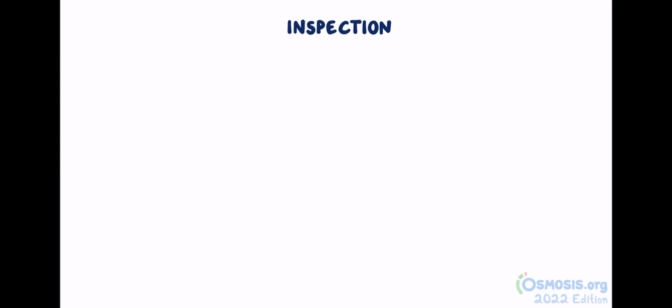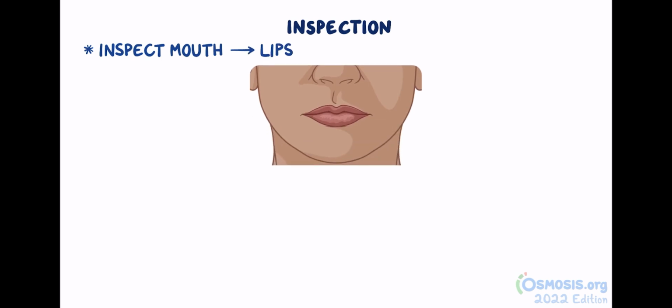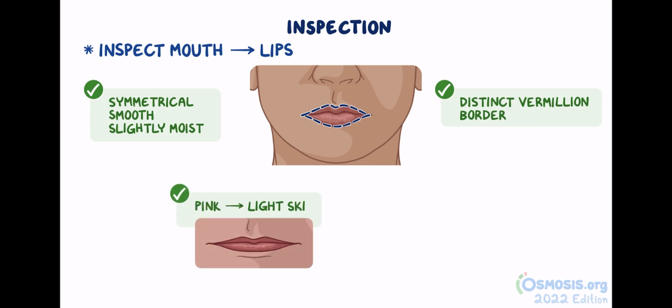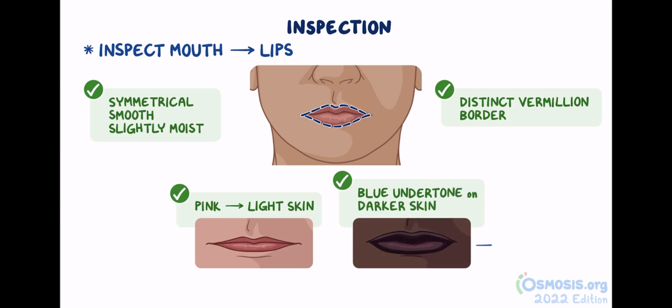After inspecting the nose, you can move on to inspecting the mouth. Starting with the lips, observe their color, symmetry, moisture, and texture. The lips should be symmetrical, smooth, and slightly moist. A distinct vermilion border should be present between the lips and the skin of the face. The color should be pink in clients who have lighter skin, and there's often a bluish undertone on individuals with darker skin, which can give a false impression of cyanosis due to hypoxia.